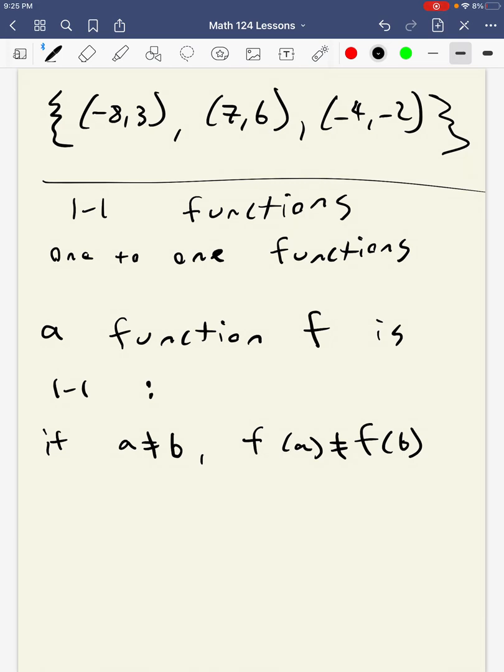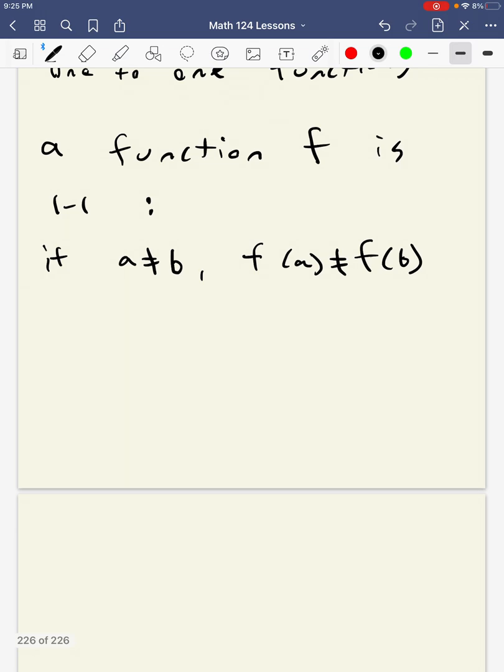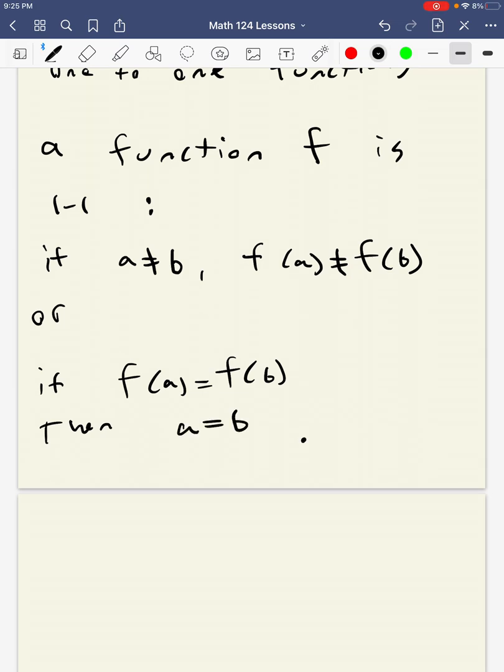Okay, there's an equivalent way of writing this. An equivalent way of writing this is: if the outputs equal each other, then the inputs must equal each other.